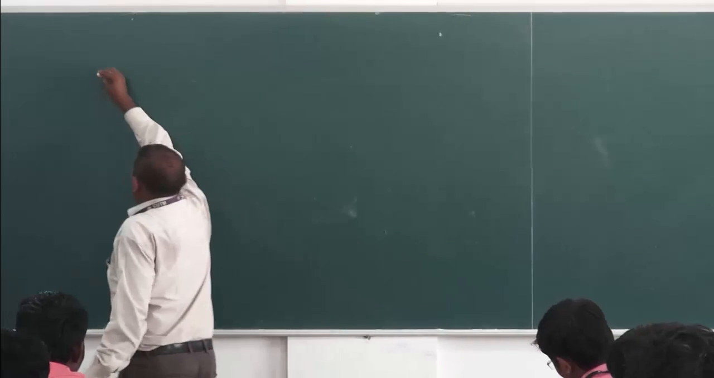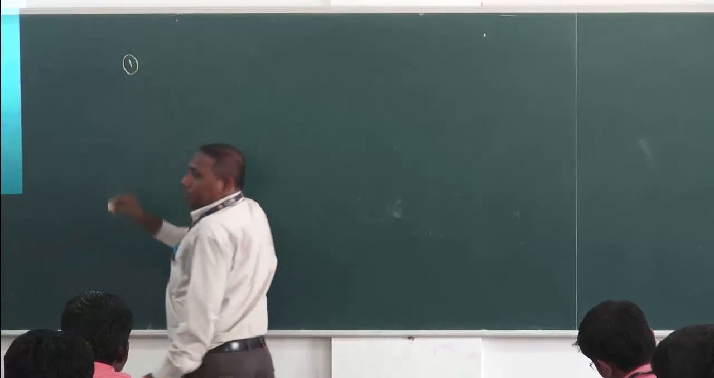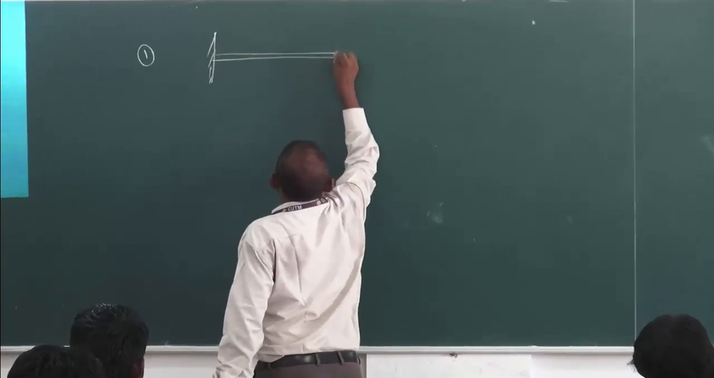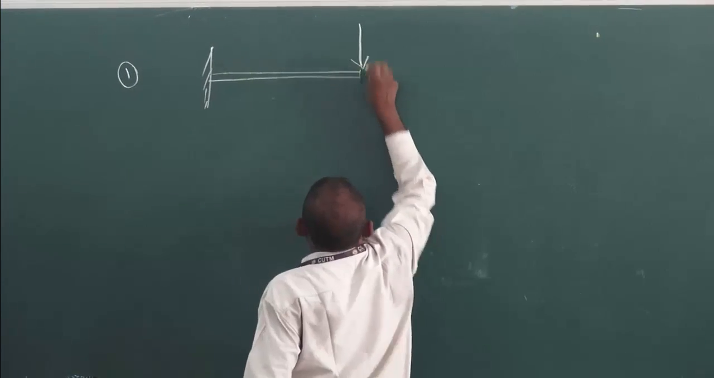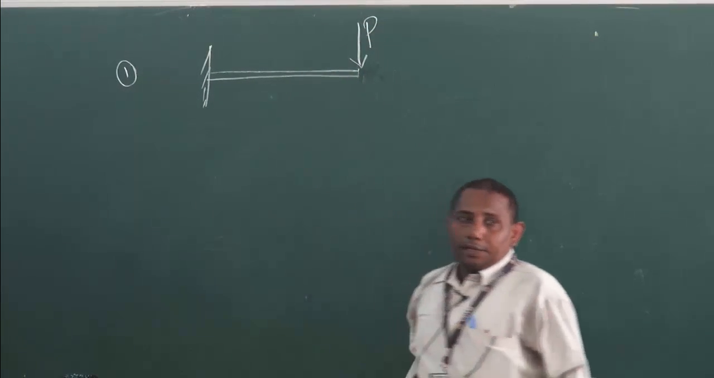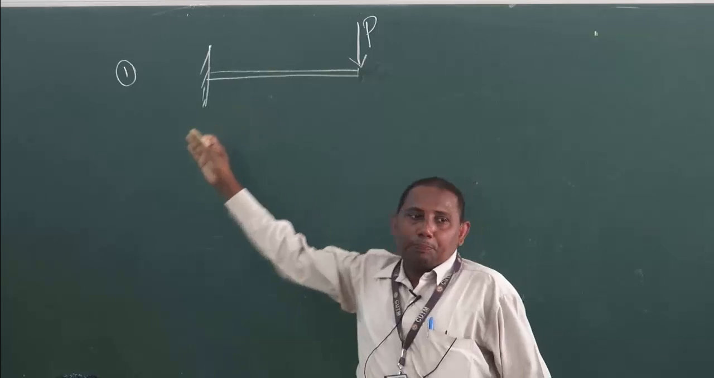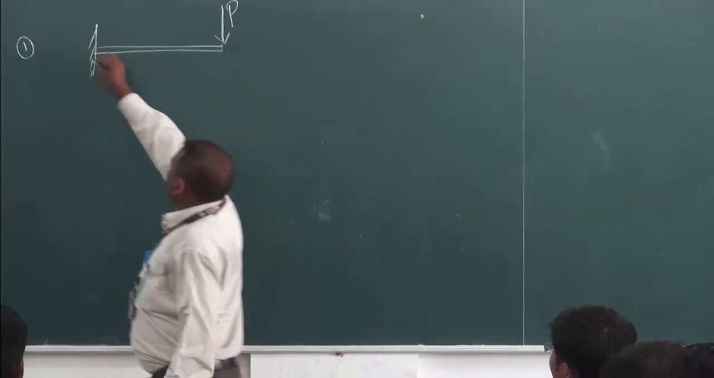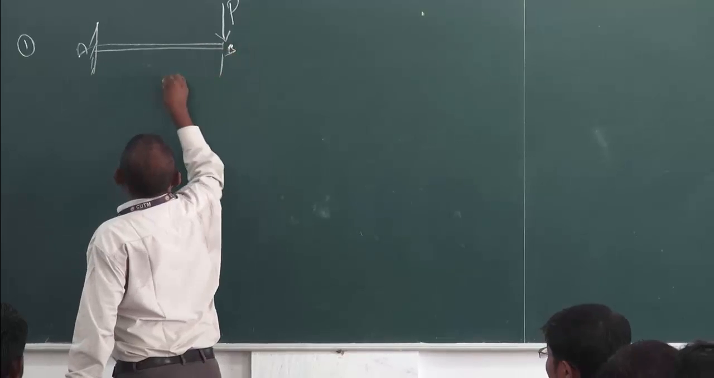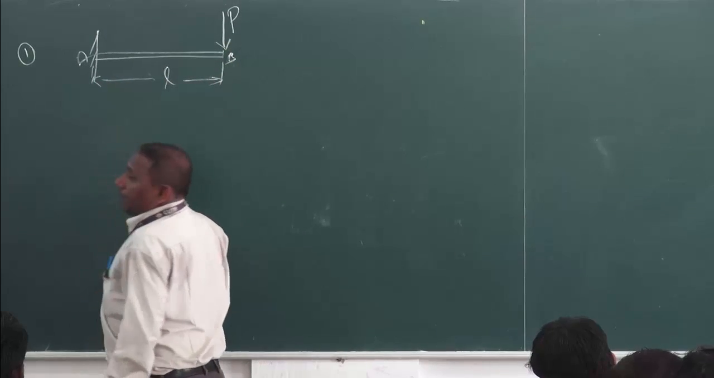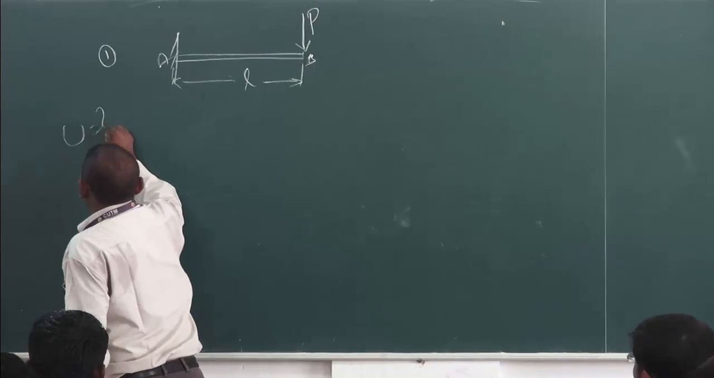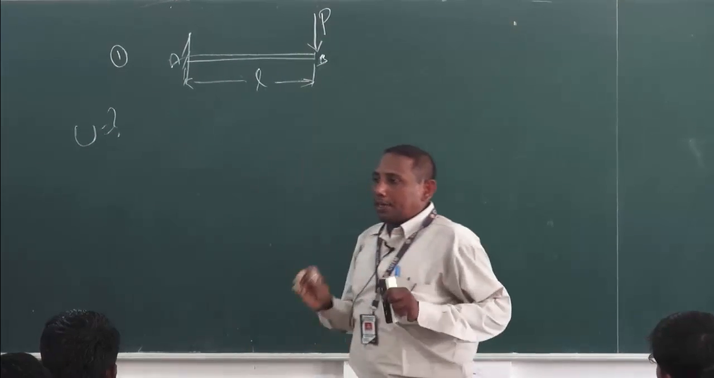So let us take a numerical problem here. Suppose this is a cantilever beam, and you know a cantilever beam is a beam whose one end is fixed and other end is free, and a point load P is applied at the free end, and let the span of the beam be L. And here first we have to learn how to calculate the strain energy value. U is the strain energy.